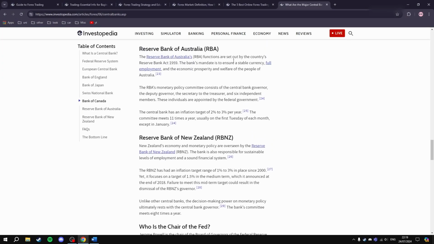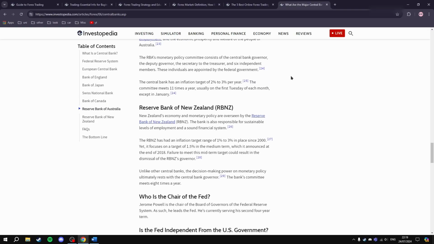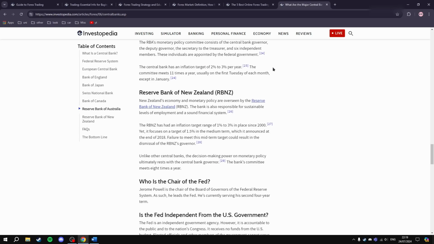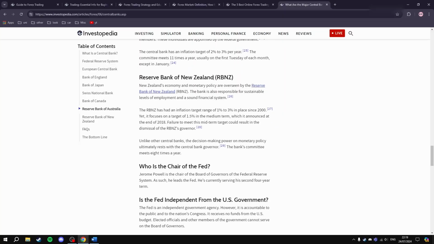The Reserve Bank of Australia's Monetary Policy Committee consists of the Central Bank Governor, the Deputy Governor, the Secretary to the Treasurer, and 6 independent members. These individuals are appointed by the federal government. The central bank has an inflation target of 2% to 3% per year. The committee meets 11 times a year, usually on the first Tuesday of each month, except in January.